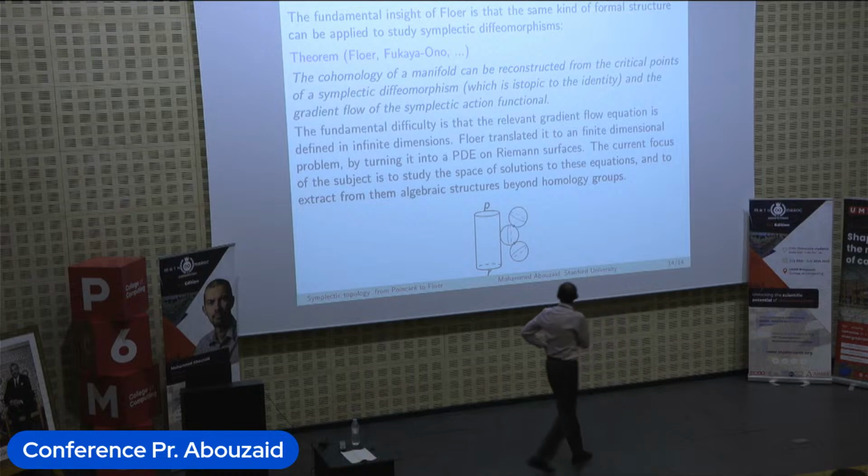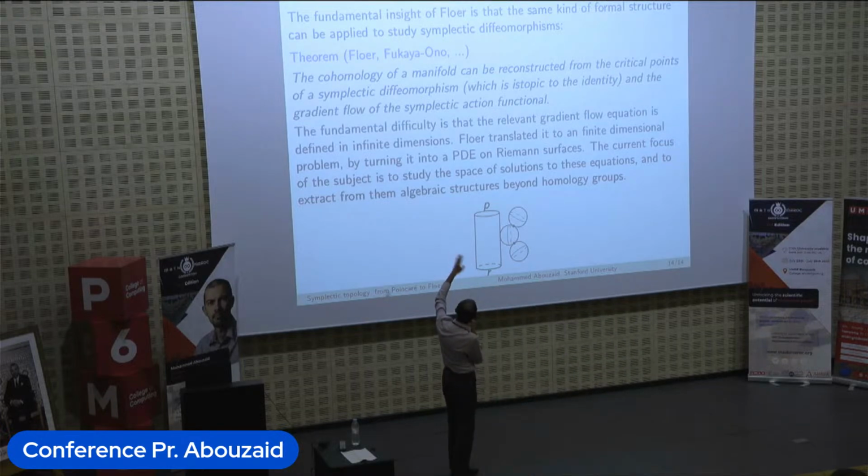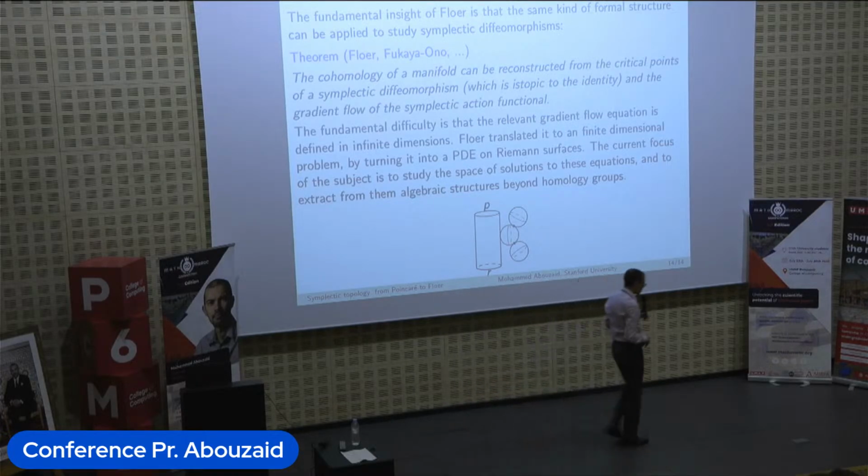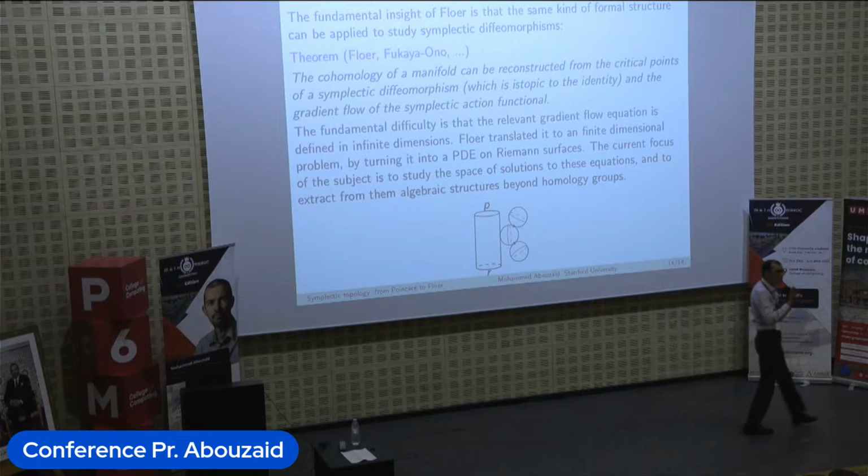And I'm not going to give a precise statement except to say that one way he proved it, one consequence of that he proved is that you can extract the cohomology of a manifold from, that's not supposed to be critical point, supposed to be fixed point of a symplectic diffeomorphism, and from the gradient flow lines of what is now called a symplectic action functional. So this is not a precise definition.